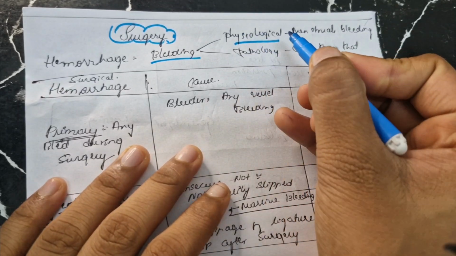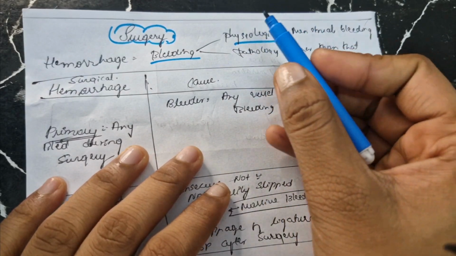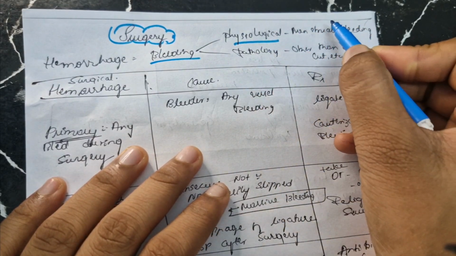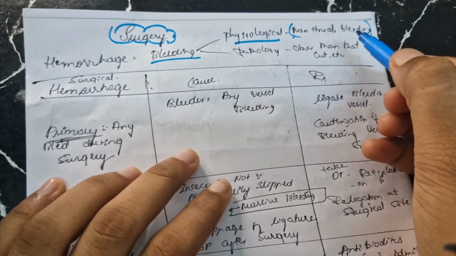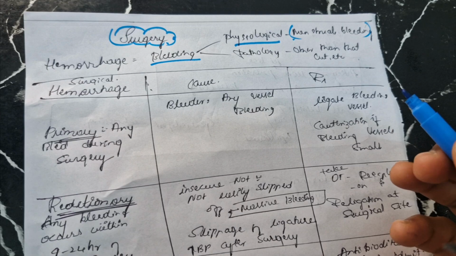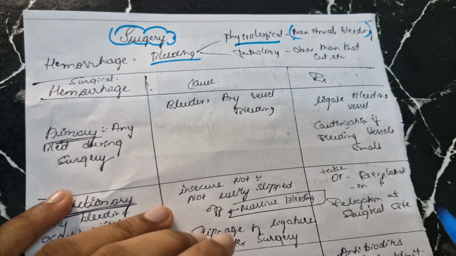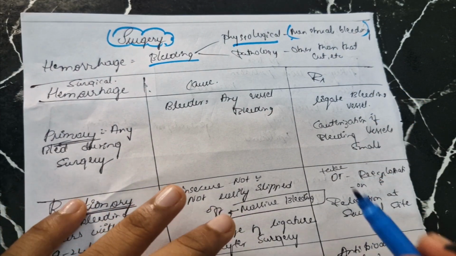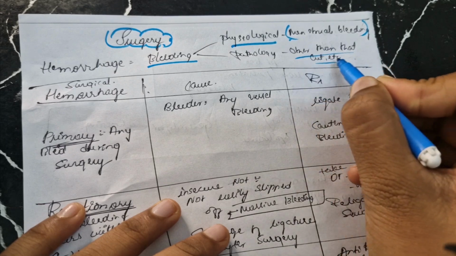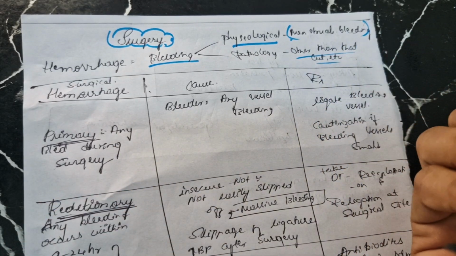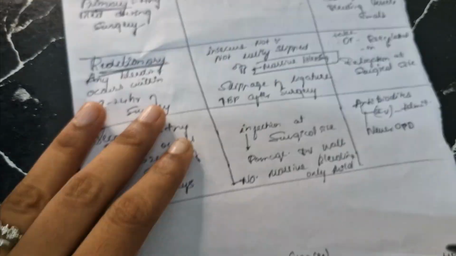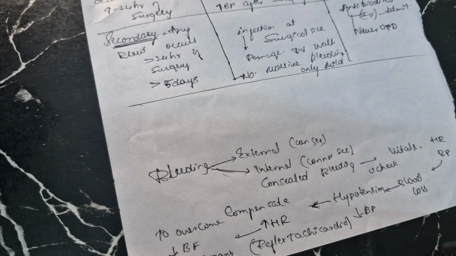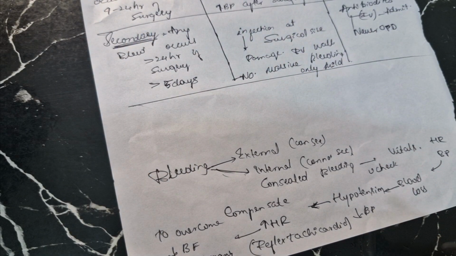Physiological bleeding is always seen in females, not in males. Females have a menstrual cycle every month. That bleeding is known as physiological bleeding, as it occurs in every female. Any bleeding other than this menstrual bleeding, anything due to a cut or trauma, comes under pathological bleeding.